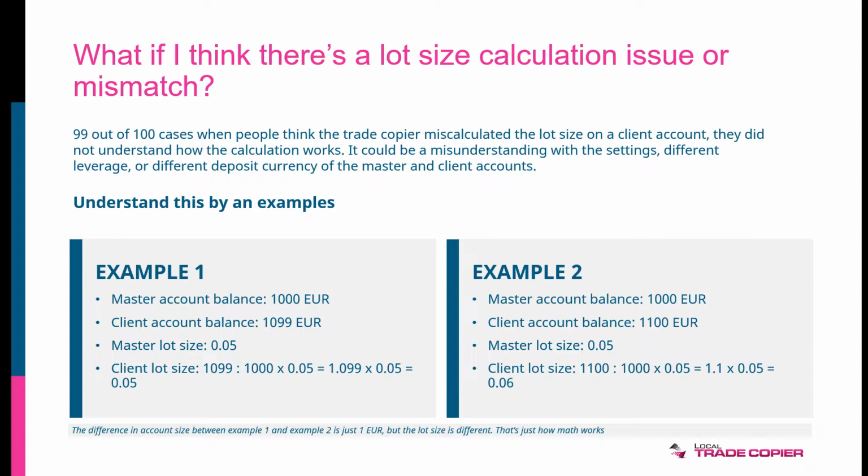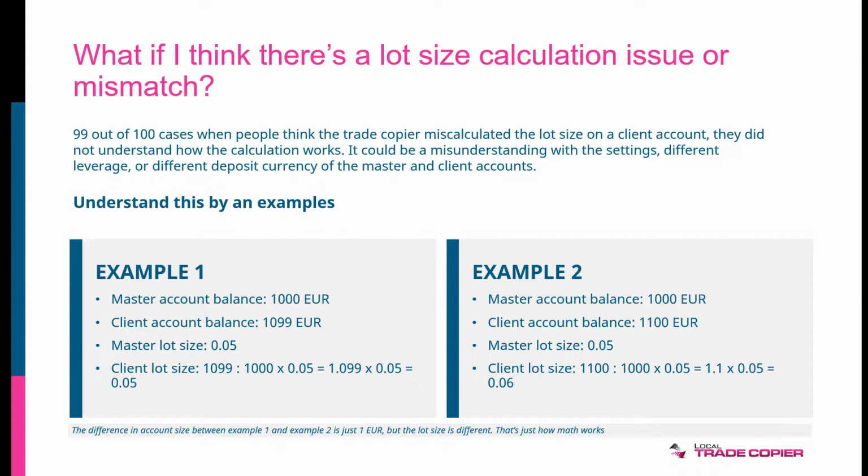I get it. So to make it easy to understand what I mean in this answer, let's just take two examples. Example one: master account balance is 1,000 euros. Client account balance is 1,099 euros. Master lot size is 5 microlots. It will copy the trade at the client as 5 microlots. So I'm assuming this happens in the money management mode that auto adjusts to account size.